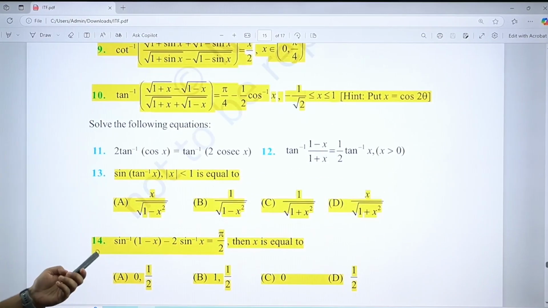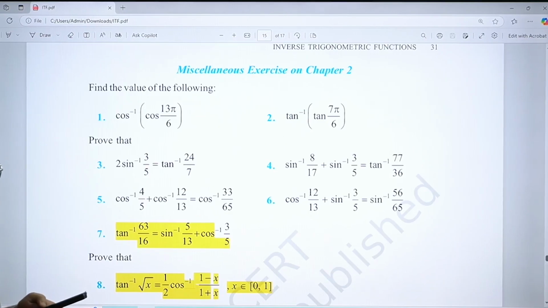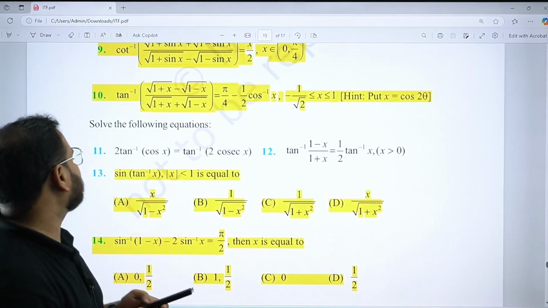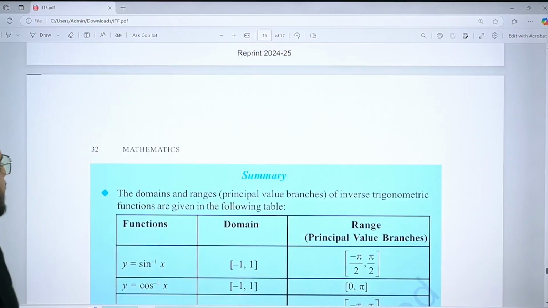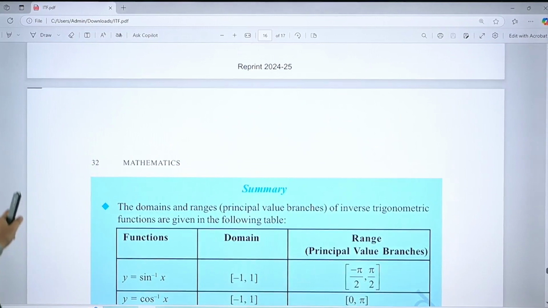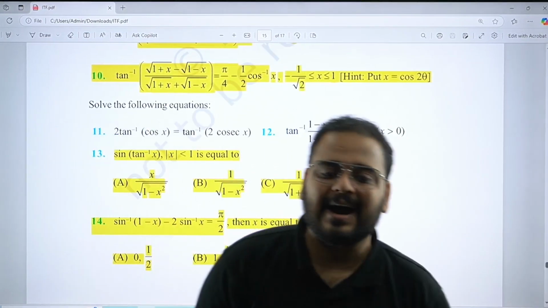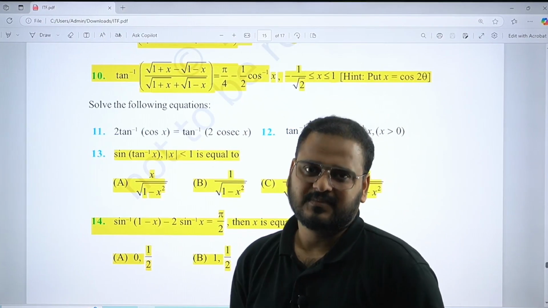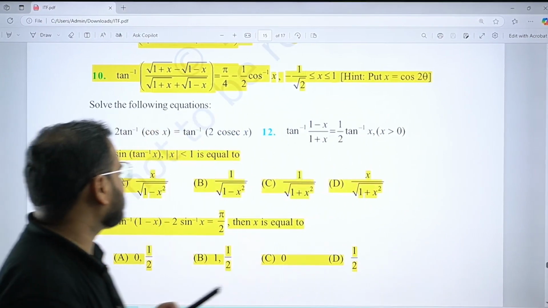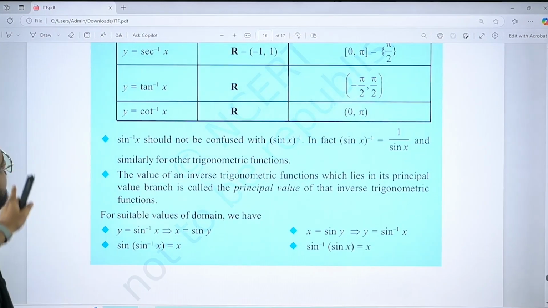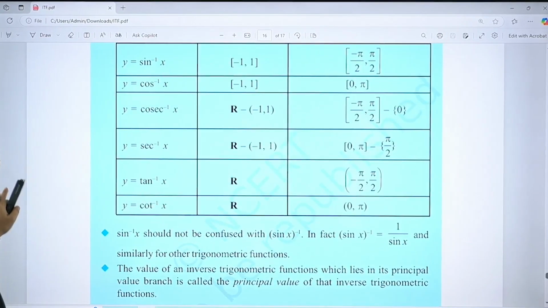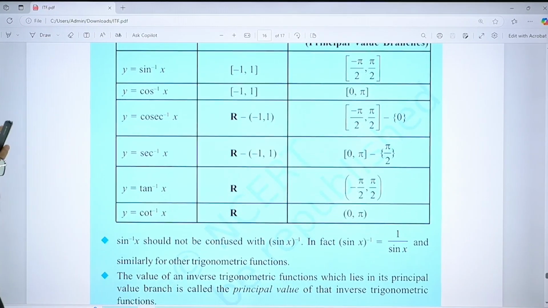The question list is over here. Have a look. Question number 7, 8, 9, 10, 13, 14. Yeah, that's it. So this is your question list from the chapter ITF. I hope this is clear. I know there are a lot of questions, but they are simple questions. And again, this is very important: the table is the king of this chapter. You have to know this without fail.